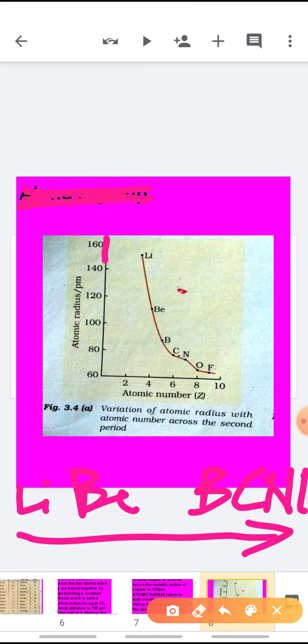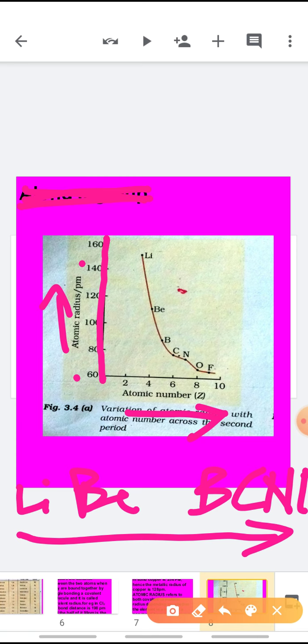Now see lithium, beryllium, then the D block elements are there. After that, boron, carbon, nitrogen, oxygen and fluorine. That means we are moving from left to right in the periodic table, that is, variation of atomic radii with atomic number across the second period. Here on this axis we have taken the atomic radii, increasing upwards, and here the atomic number is increasing from 2 to 10.